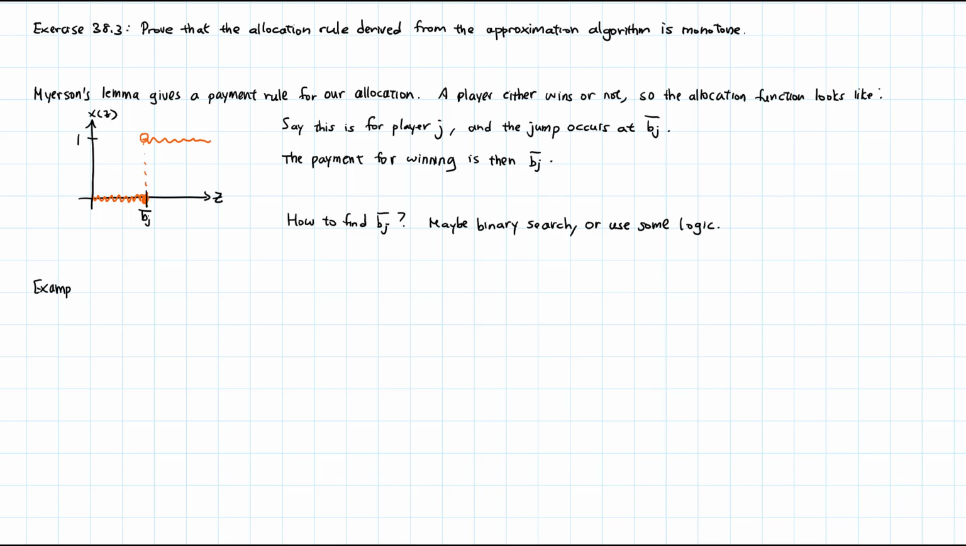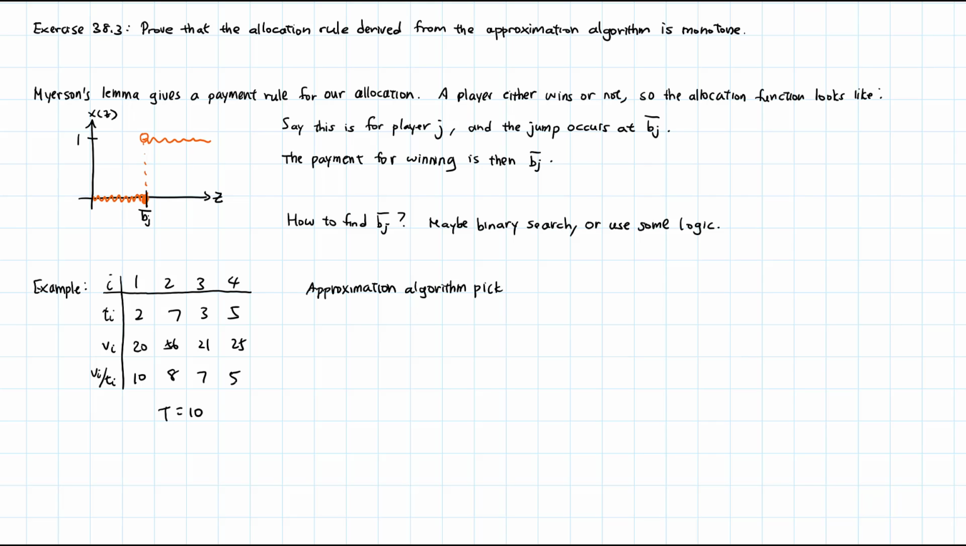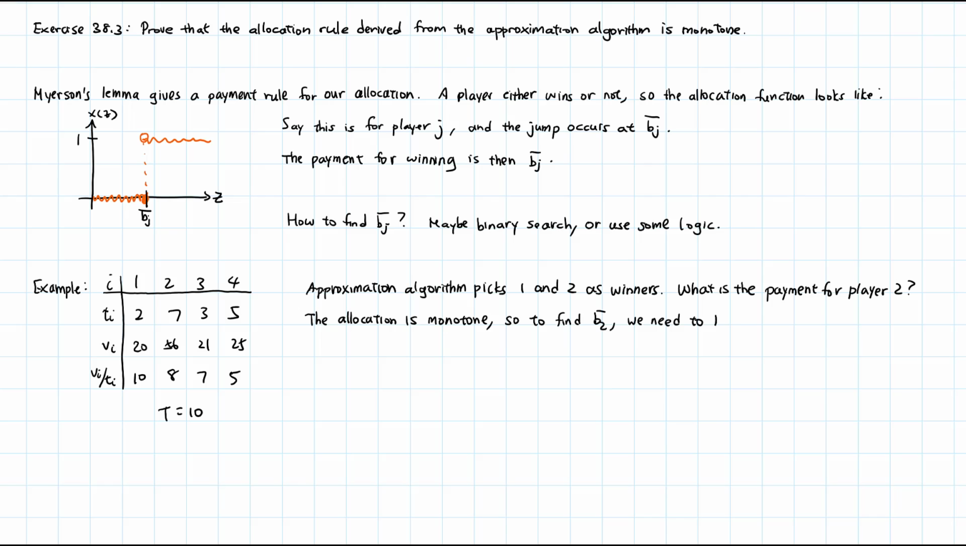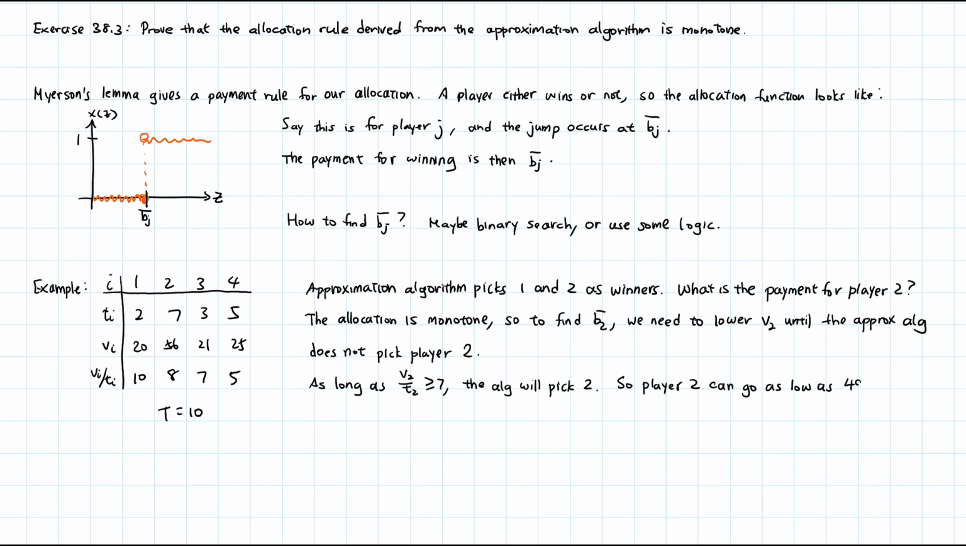Take a look at our starting example with 4 items. The approximation algorithm will pick 1 and 2 as winners. So what is the payment for player 2? We know that the allocation is monotone. So to find b_2 bar, we need to lower v_2 until the approximation algorithm does not pick player 2. Now notice that as long as the value density is at least 7, the algorithm will pick 2. So player 2 can go as low as 49 and still win.